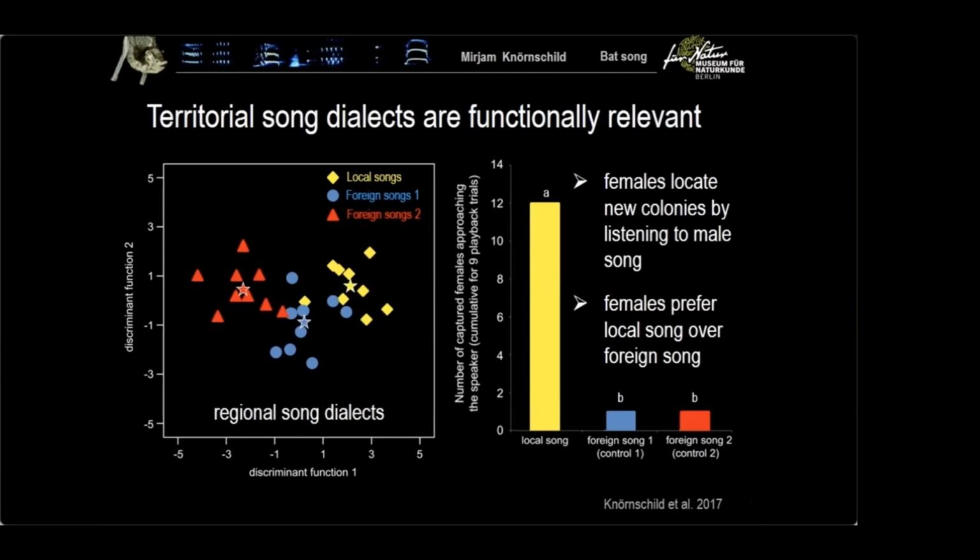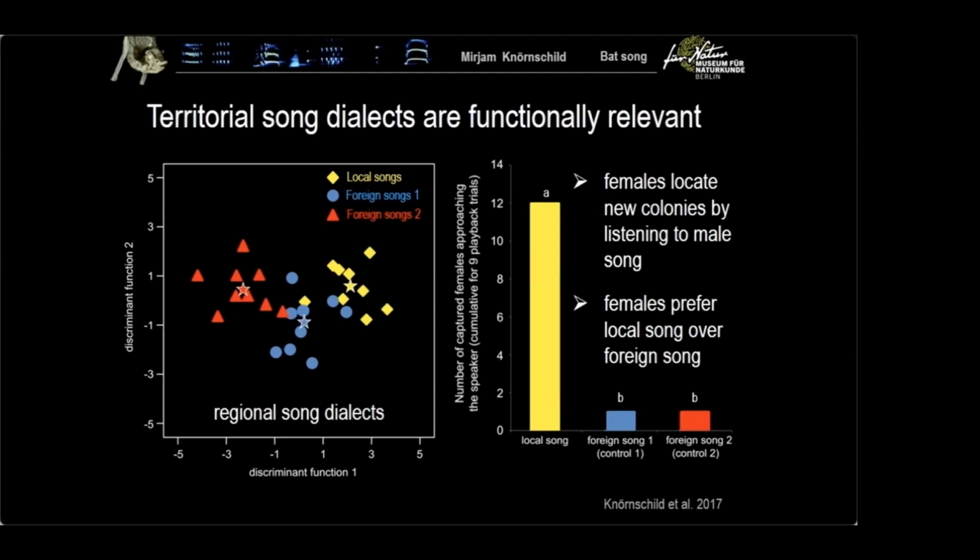So the left side of the slide you already know. What you see on the right-hand side is our capture success over these 9 different playback trials when we played back local song or these 2 different controls, the foreign songs. And you can see very clearly that females preferred the local song, the song they were familiar with. Since we were able to capture dispersal females with our method, we never captured any males, only females, most of them dispersal females, some of them adult females.